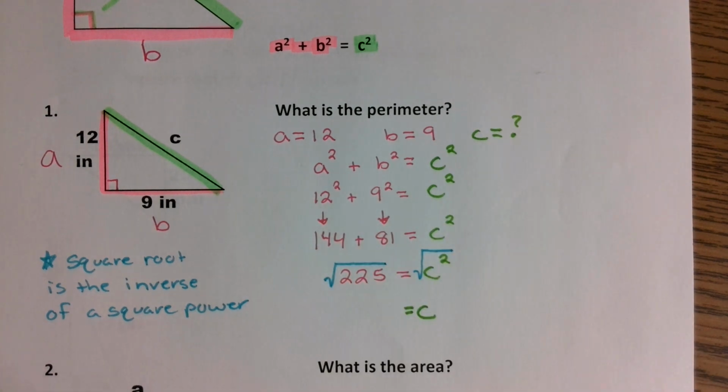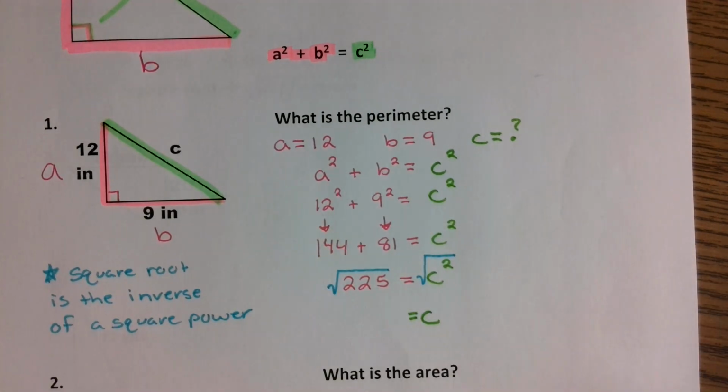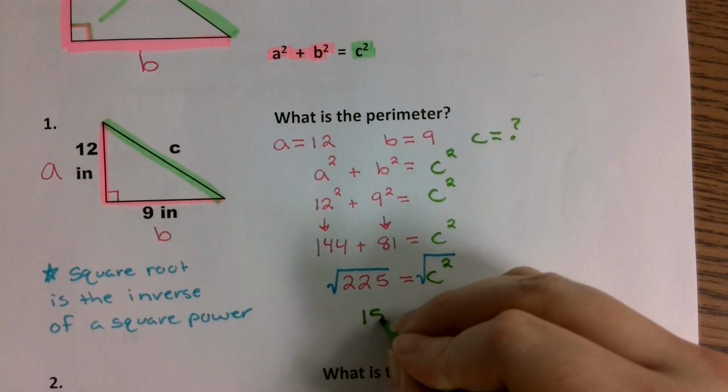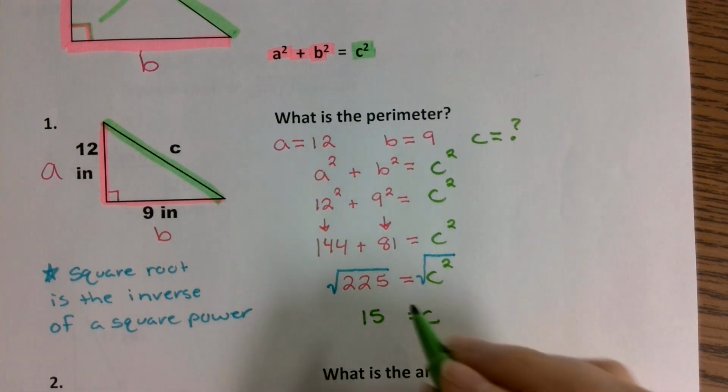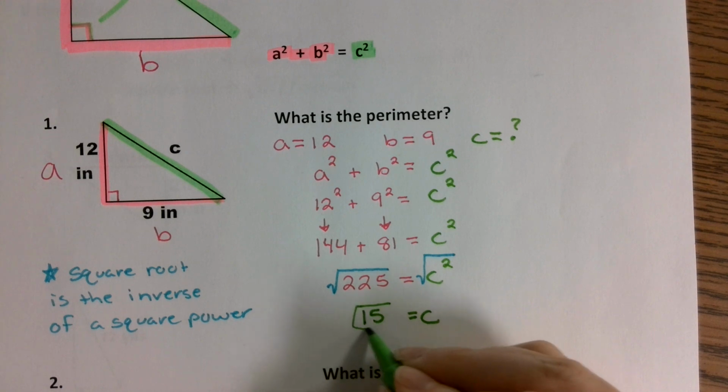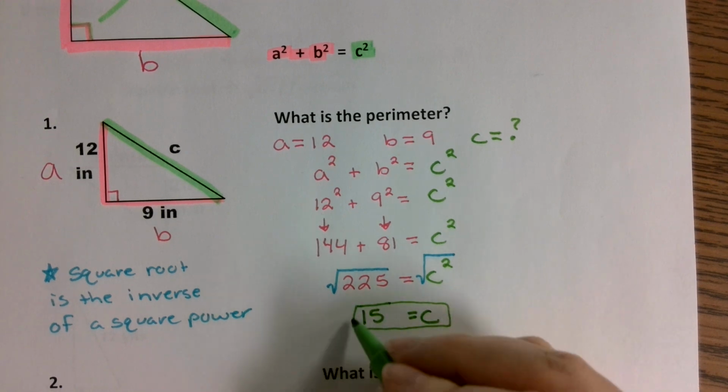And what is the square root of 225? 15. And we're only going to be dealing with positive values because we're dealing with geometry, measurements. Measurements come in positives. So we have c is equal to 15. That's part of our answer.